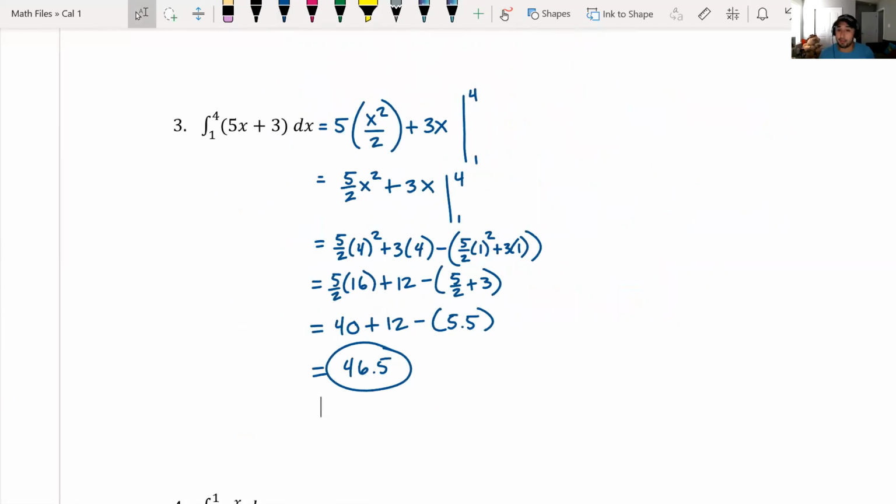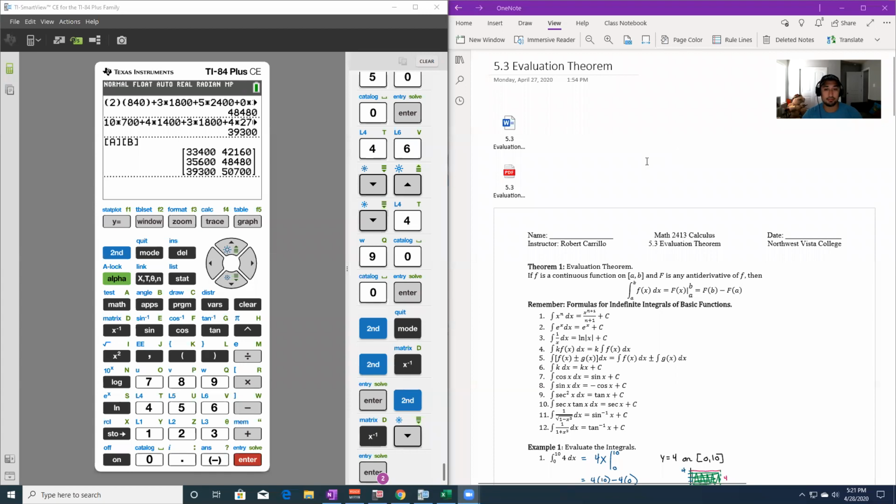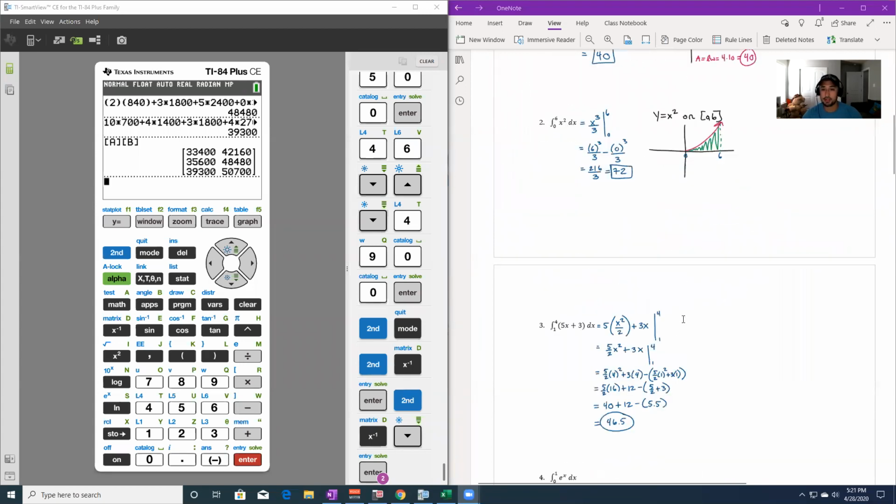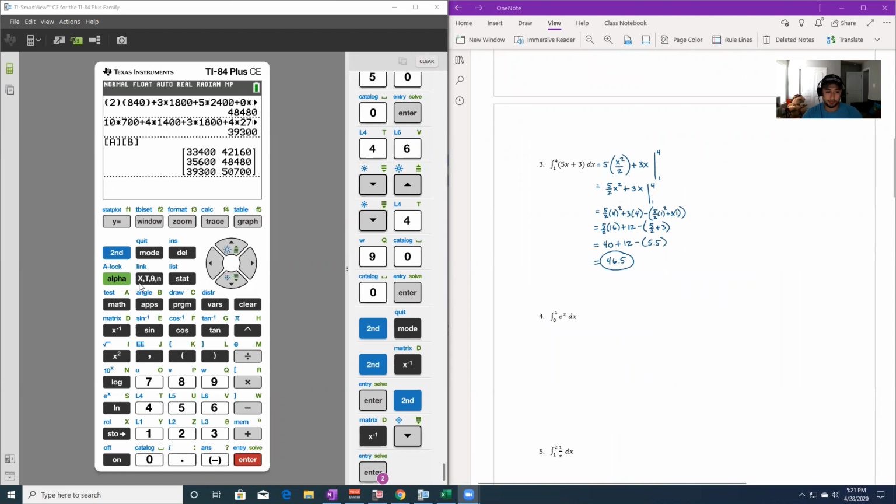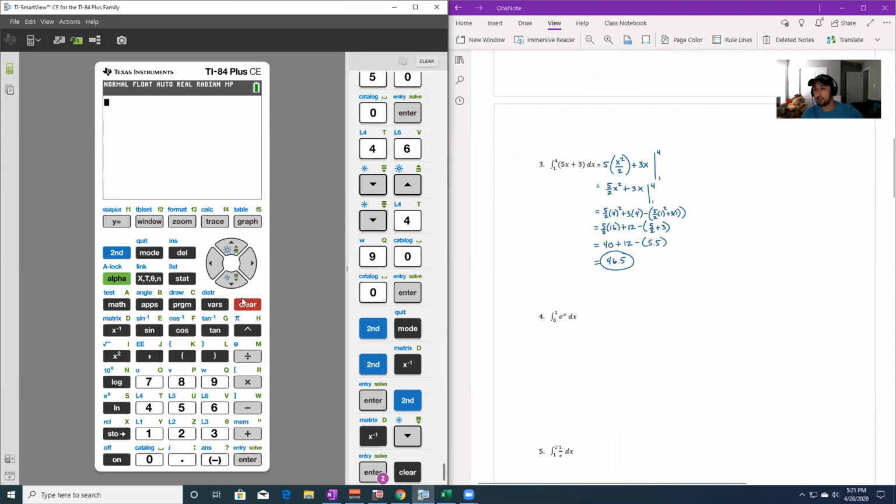Okay, not bad, right? All right, let's save you some time here. So, watch this. Now, look at this screen. So this is what we have so far. If you have a TI-84 and it has the integral capabilities, your life's about to get a whole lot easier. But remember, on test, you still have to show your work. So you can only do this to check your answer, okay?